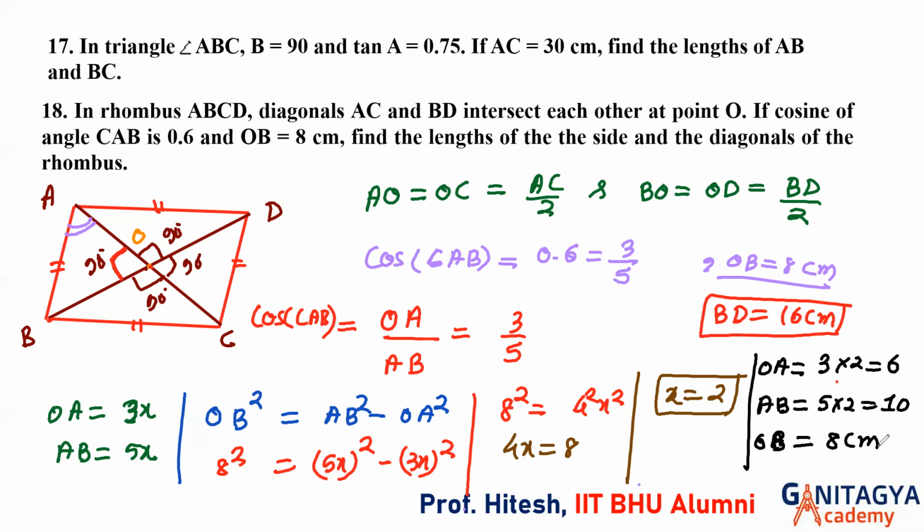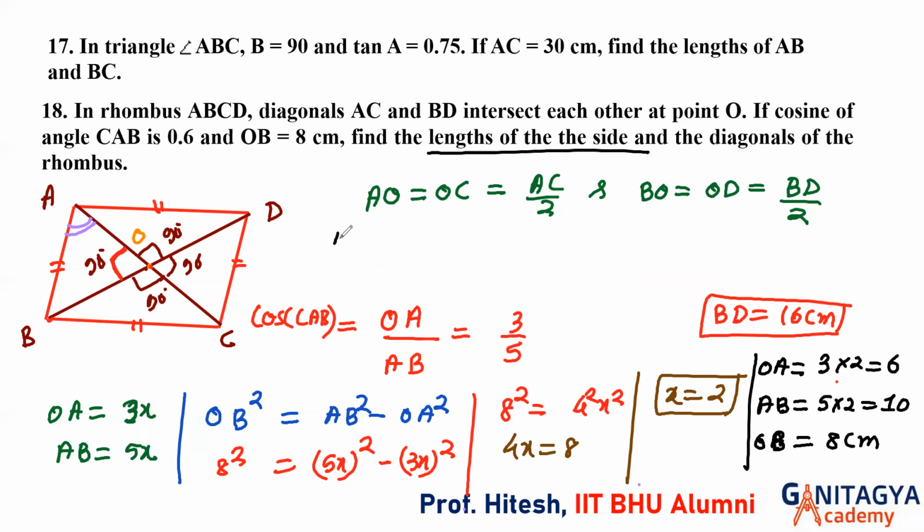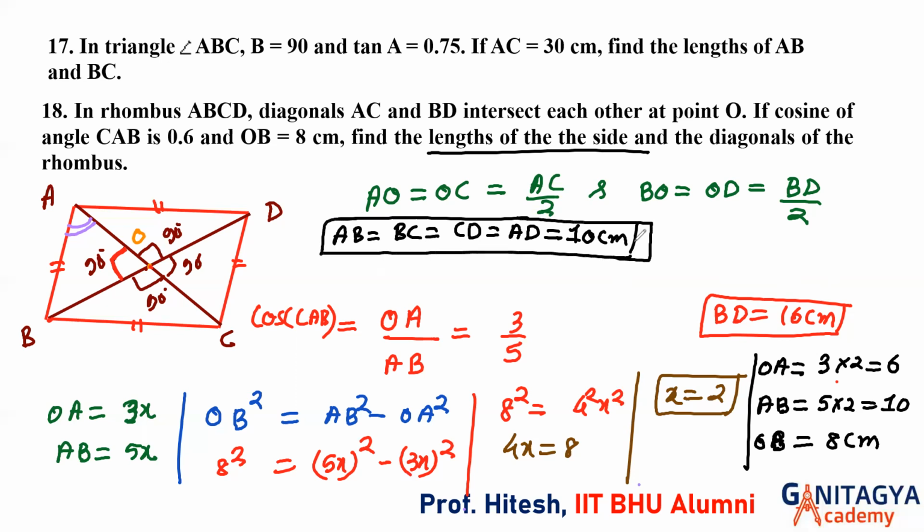So now the question asked to us is the length of the side. All sides are equal, so AB is equal to BC is equal to CD is equal to AD. All are 10 centimeter. Let me know if you are having any doubt or correct me if I have done anything wrong. Check once for any calculation mistake. Okay, no doubt till now.